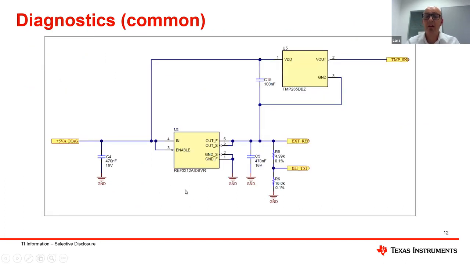But the diagnostic itself is quite simple. It's really consisting only of an external reference, the 1.25 volt reference, some resistors to create test voltages, and then also a TMP235, which is a temperature sensor, which measures the ambient temperature and senses the analog output, the presentation of the temperature as an analog voltage, to the AD converter, so that the AD converter always knows if it's working in the correct temperature range.